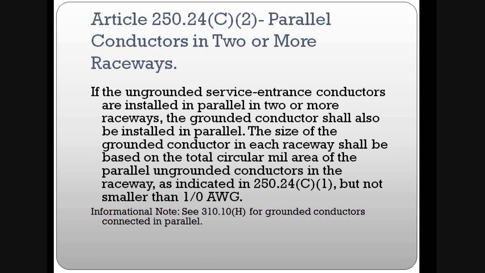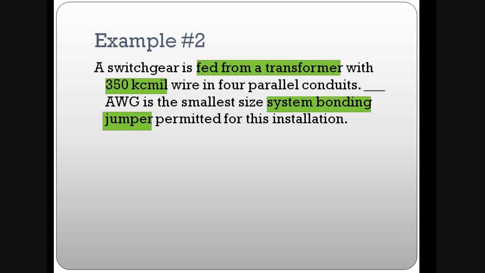So we can go to 250.66 and make our calculations, but if our calculations end up being less than a 1/0 conductor, then a 1/0 conductor is the minimum as long as we're in parallel. And 310.10(H) also basically states that if we're going to parallel conductors, then 1/0 is the minimum for the grounded conductors, or for the ungrounded conductors as well. So if we have parallel conductors, then we have this little 1/0 rule that we need to pay attention to, and that's really what this example is illustrating. So let's look at another example, example number 2.